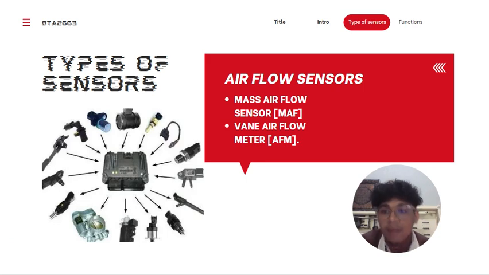Next, we will be talking about the next type of sensors, which are the airflow sensors. The airflow sensors have two types, which are mass airflow sensors, which are called MAF, and the vane airflow meter sensors, VAF.